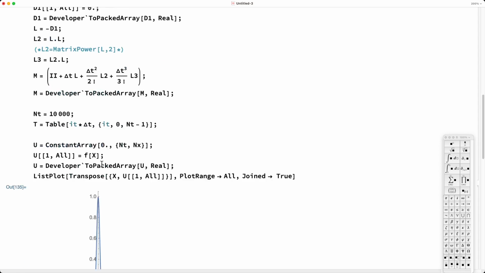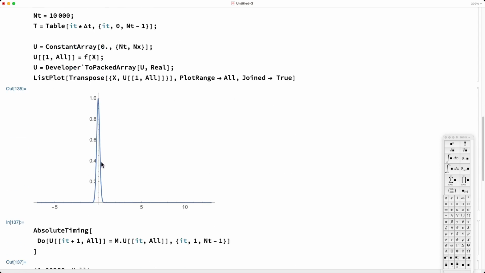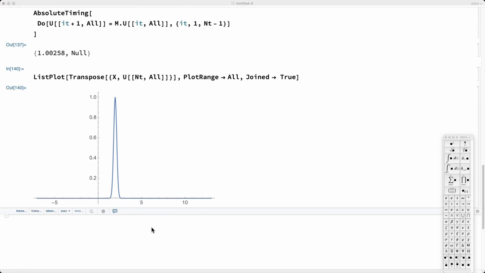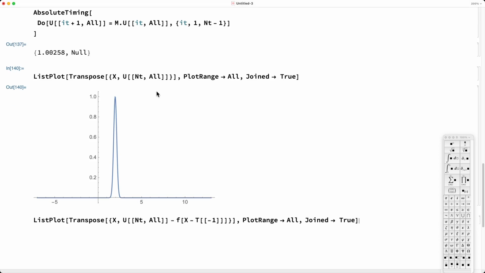So the pulse that was sitting here at the origin, x equals 0, has moved a little bit to the right. We can also, like before, compare this to the exact solution and look at the error. So to do that, we're subtracting the exact solution, which is f of x minus t. And here for t, x is a list of numbers, and I'm subtracting t, the last time point, which corresponds to nt.